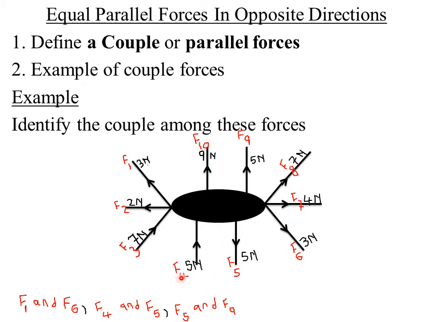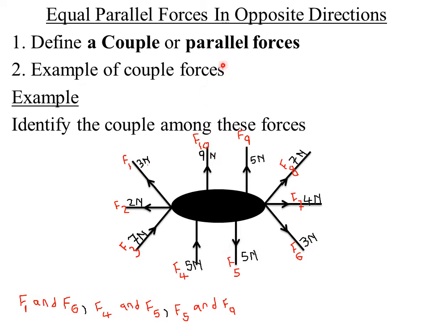Then lastly, force F4 has a magnitude of 5 Newton, while force F5 has a magnitude of 5 Newton. So they have similar magnitude, meaning that the two forces are equal. That is, they are both 5 Newton. Force F4 and F5 are parallel to each other. That is, these two lines can never intersect each other, even when extrapolated. Then force F4 and F5 are moving in opposite directions. That is, F4 is moving upwards, whereas F5 is moving downwards.